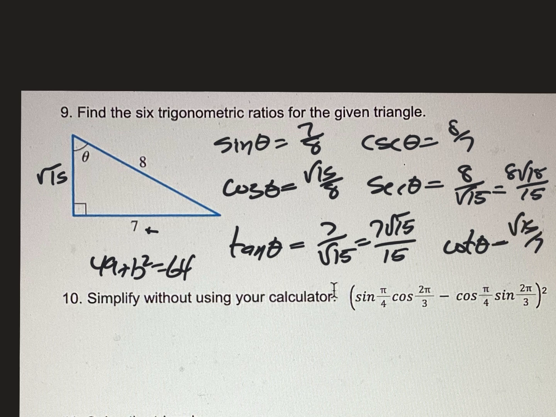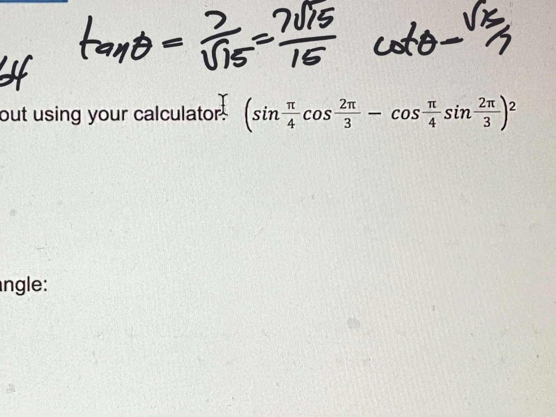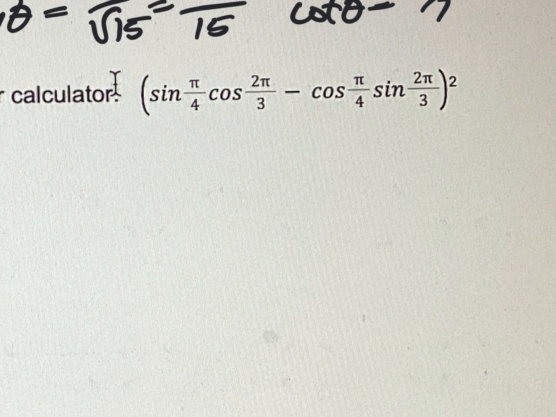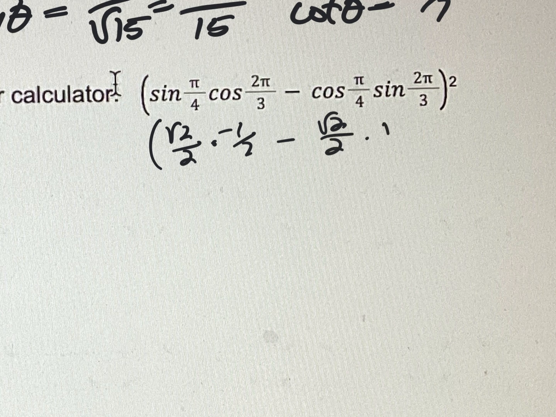All right, number 10, evidently the doozy on the test: solve without using your calculator. So I'll go pretty quickly here. Sine pi over 4, square root 2 over 2. Cosine 2 pi over 3, these are just values you're supposed to know, so I'm kind of flying through here. Cosine pi over 4, sine 2 pi over 3, and all that's squared.